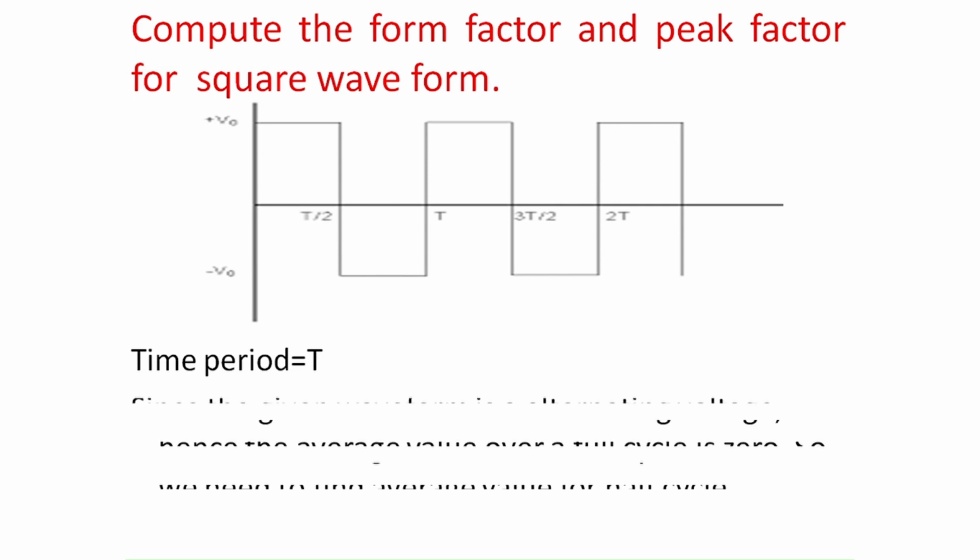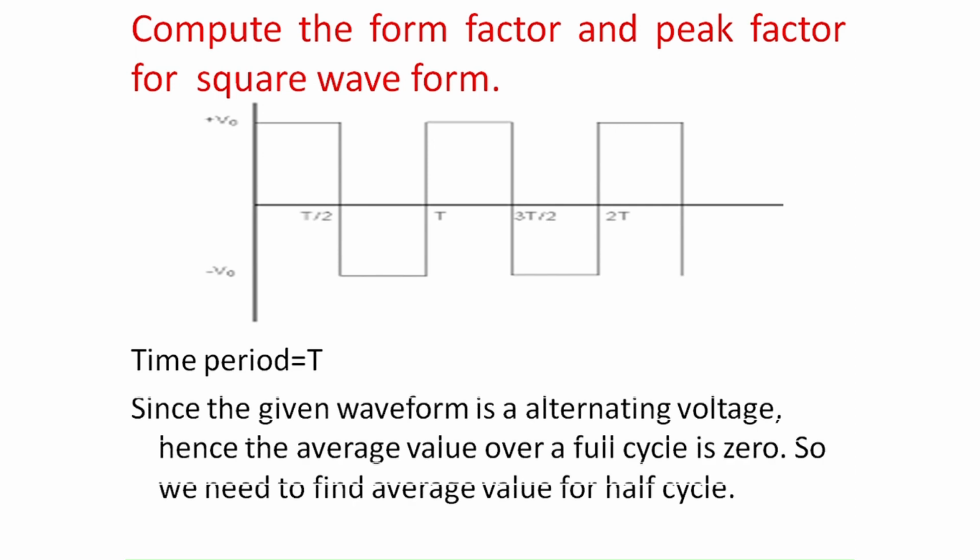Now, for the given waveform, we need to find the form factor and peak factor for the square waveform. In the given waveform, the maximum value in the positive half cycle is V0, and in the negative half cycle is minus V0, and the time taken to complete a full cycle is T. Now, the time period equals capital T.